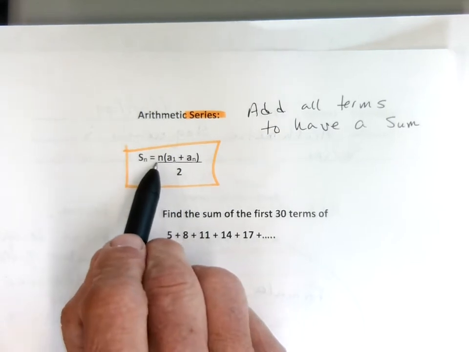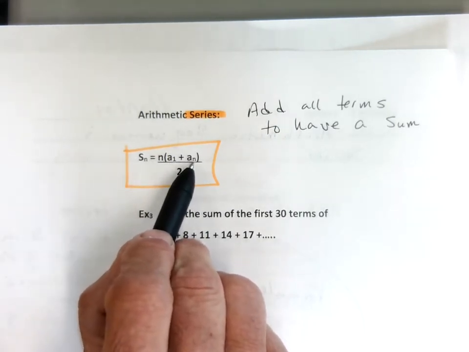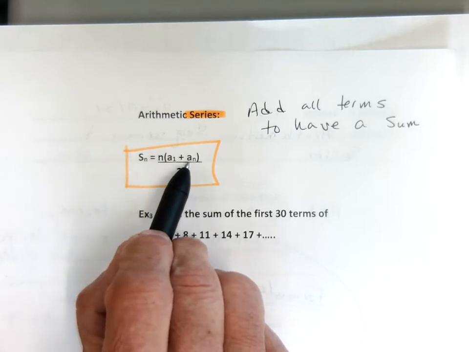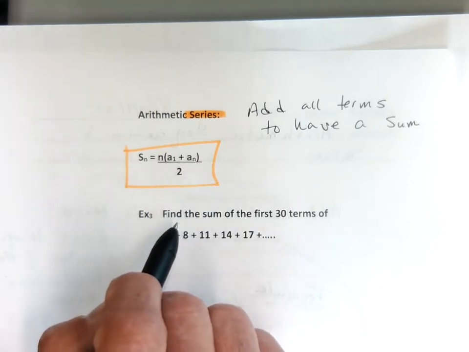n is the number of terms. A1 is the first term. A of n is your last term. They say A of n because maybe it's 50 terms, you go A of 50, maybe you have 30 terms. In this case, you got 30 terms, so A of 30 would be our last term, right? And so forth and so on.